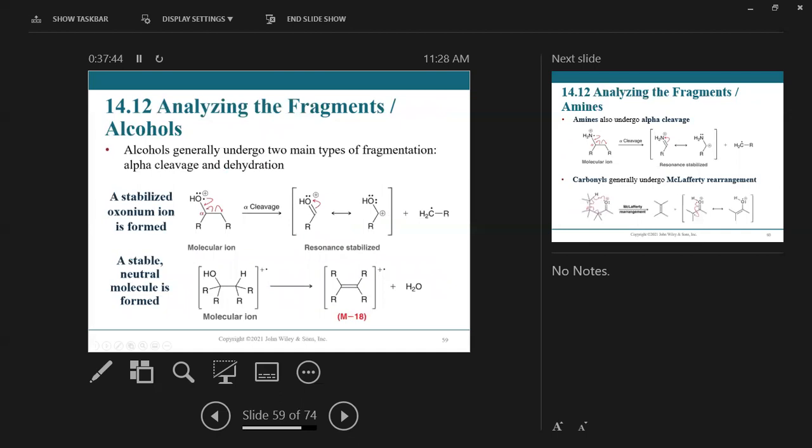Alcohols generally undergo two main types of fragmentation, alpha cleavage and dehydration. So this is the alpha carbon right here. This would be a beta carbon, but we're going to do alpha cleavage. So it's resonance stabilized. Here they're showing you a loss of 18 right here.